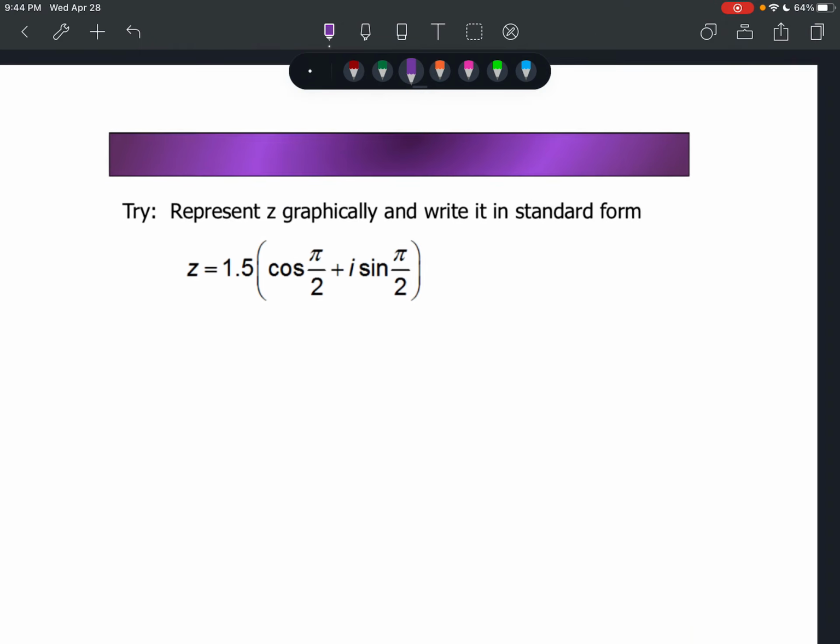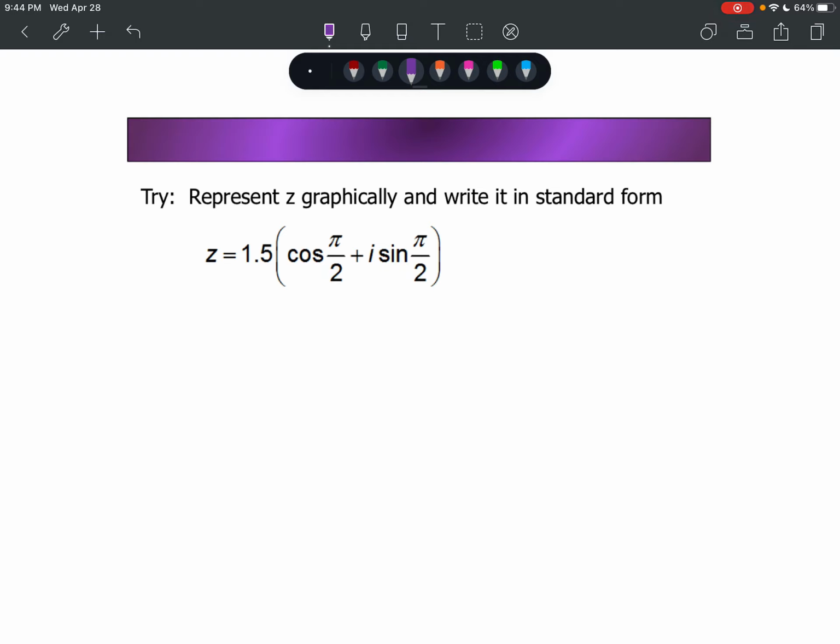So here I'm going to write i last. Okay, here's a problem for you to try. Represent z graphically and then write it in standard form. Press pause, and when you're ready to reveal the answer, come on back.